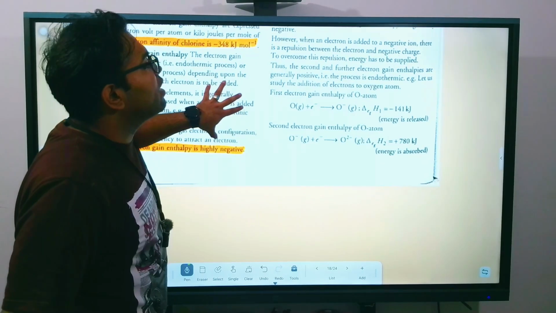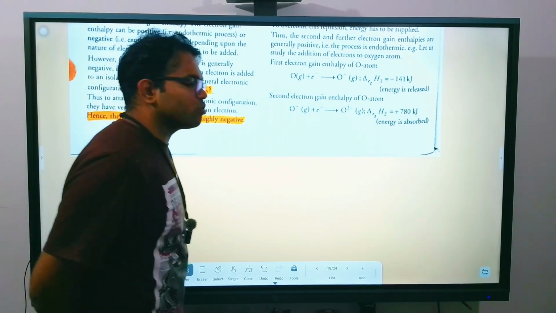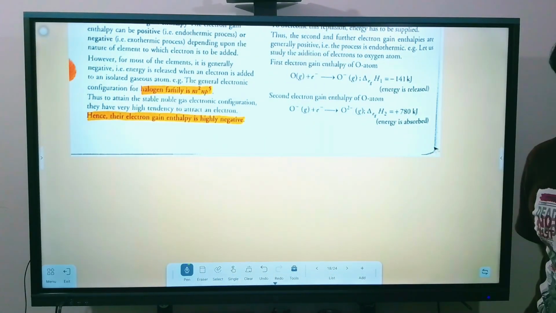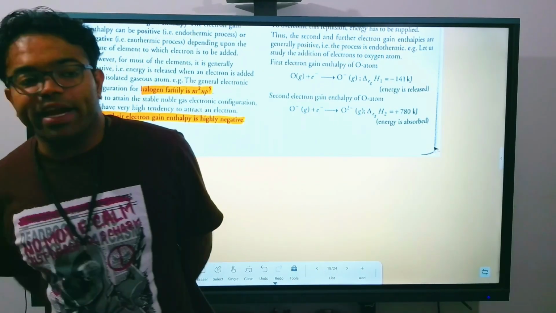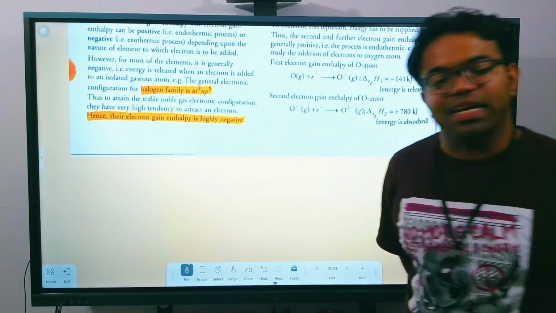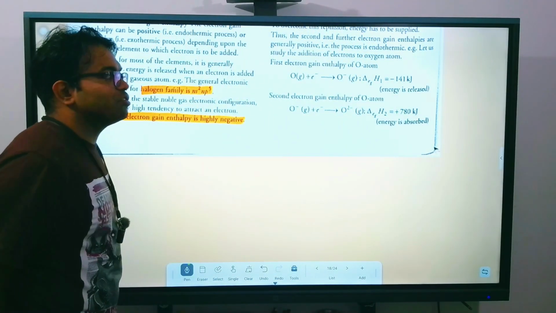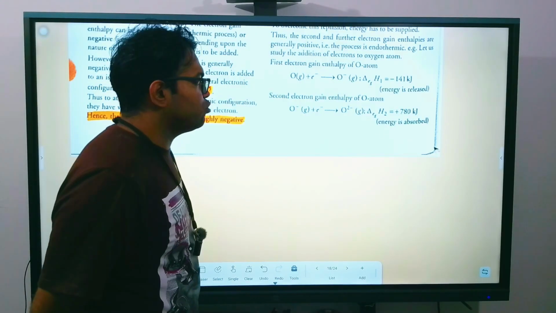Let us study the addition of an electron to an atom. So initially you had oxygen. Oxygen has the ability to add two electrons, right? It can add two electrons into its outermost shell to attain the noble gas configuration 2s2 2p6. So the first electron gain enthalpy is negative. It released an energy of minus 141 kilojoules.